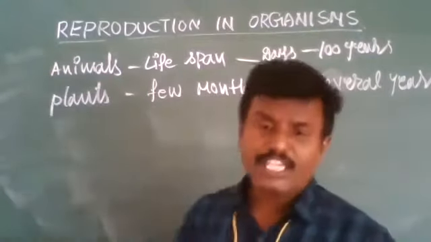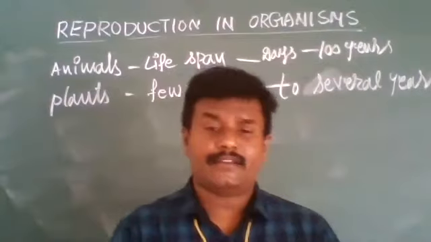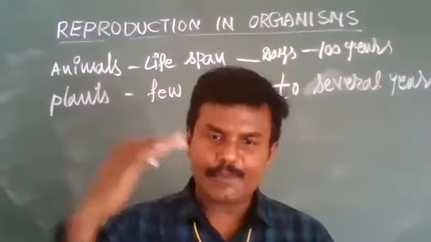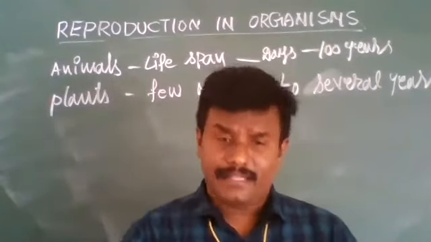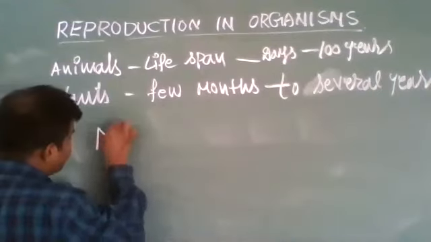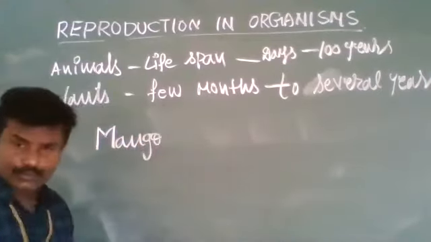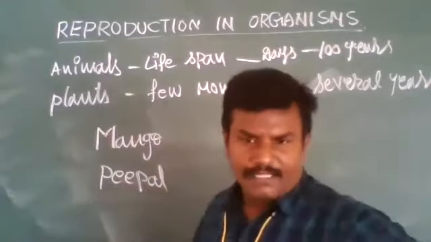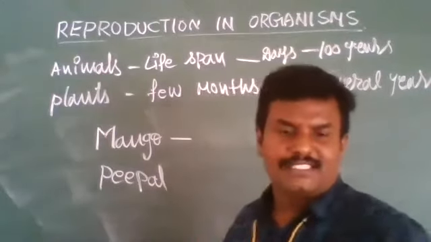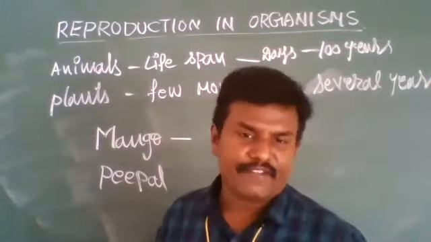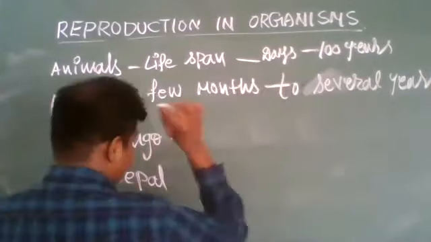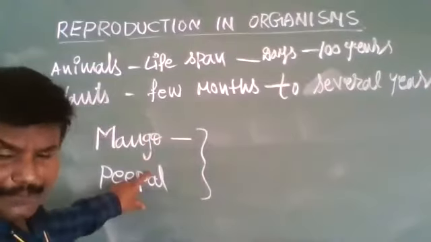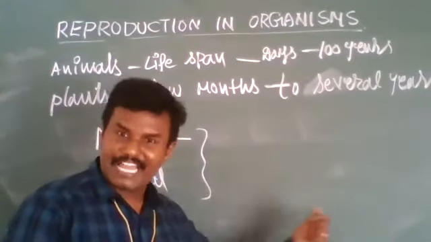Generally, you see the lifespan of organisms is not correlated with their body size. For example, here, mango and peepal tree. The scientific name of mango is Mangifera. Both seem to be the same. Mango tree appears like the peepal tree. Both look the same, but their lifespans are different.